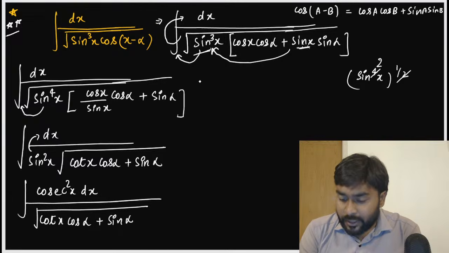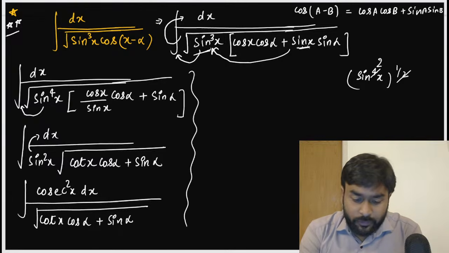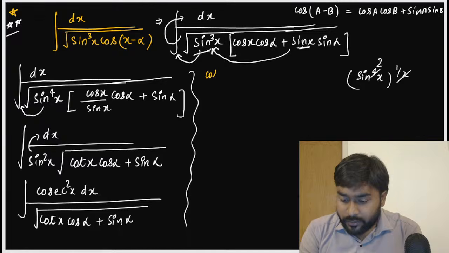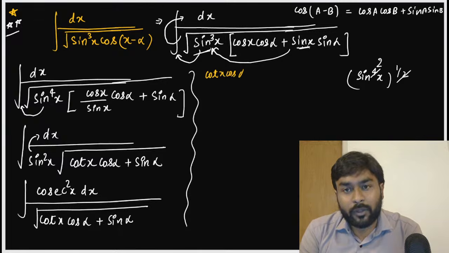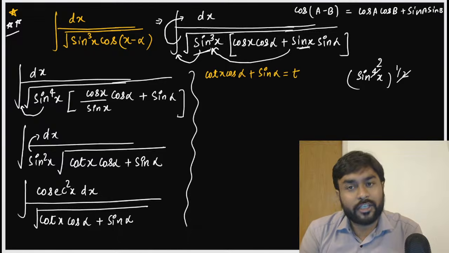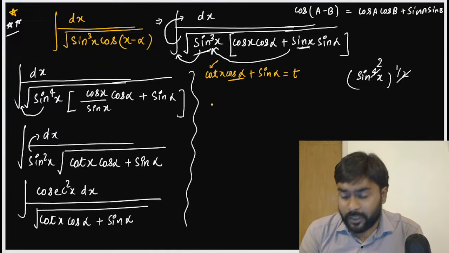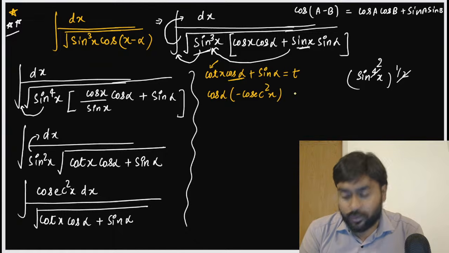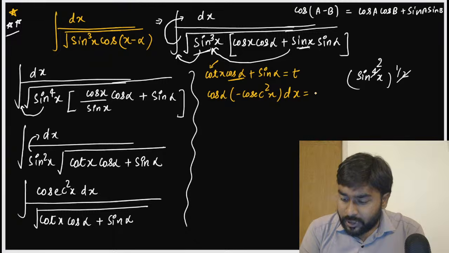Okay, so after this, we take this denominator as t. Then easily you can do. After this, no problem. Cot x cos alpha plus sine alpha, this completely we are taking as t. So cos alpha is constant, only cot x differentiation will happen. Cot x differentiation is minus cosec square x. Here we will write cos alpha into minus cosec square x. Here sin alpha differentiation is 0. Here dx equal to dt.